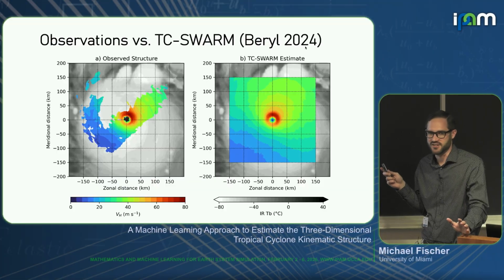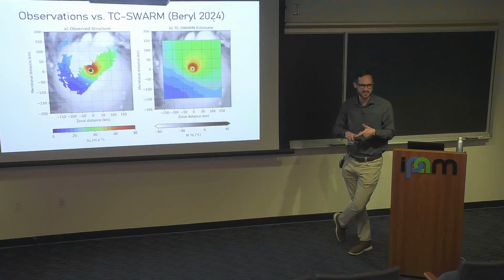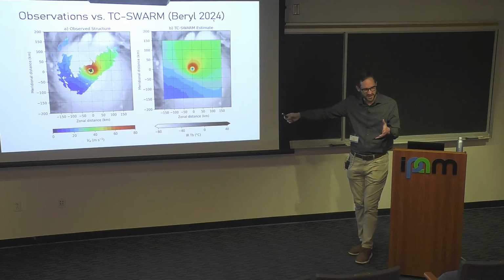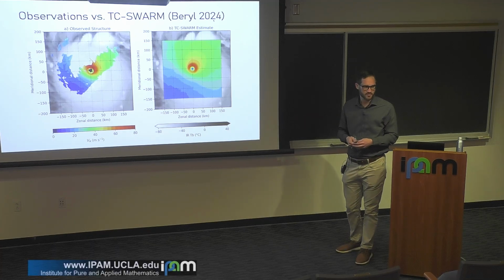It knows just what the best track intensity is. It doesn't know what the radius of maximum wind is. It doesn't know what the gale force radii is, things like that. So it only knows this image in the background. It only knows that infrared snapshot.